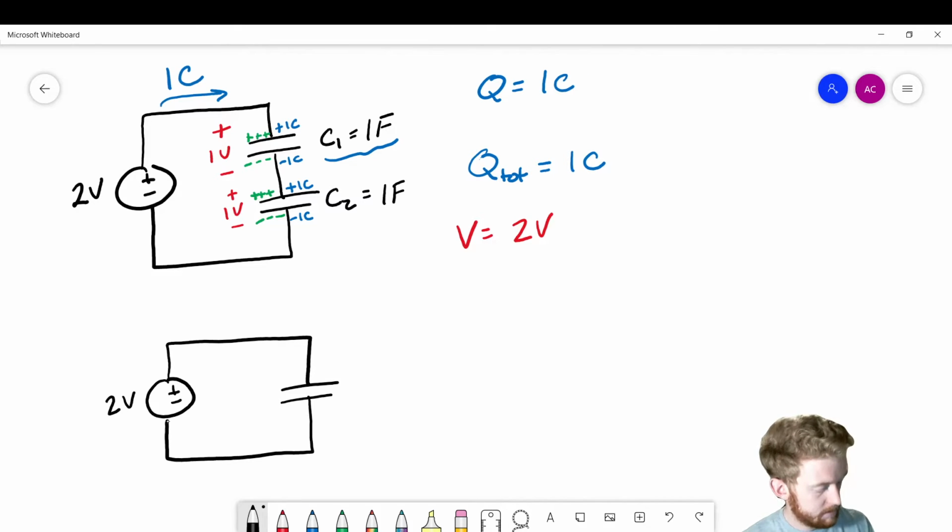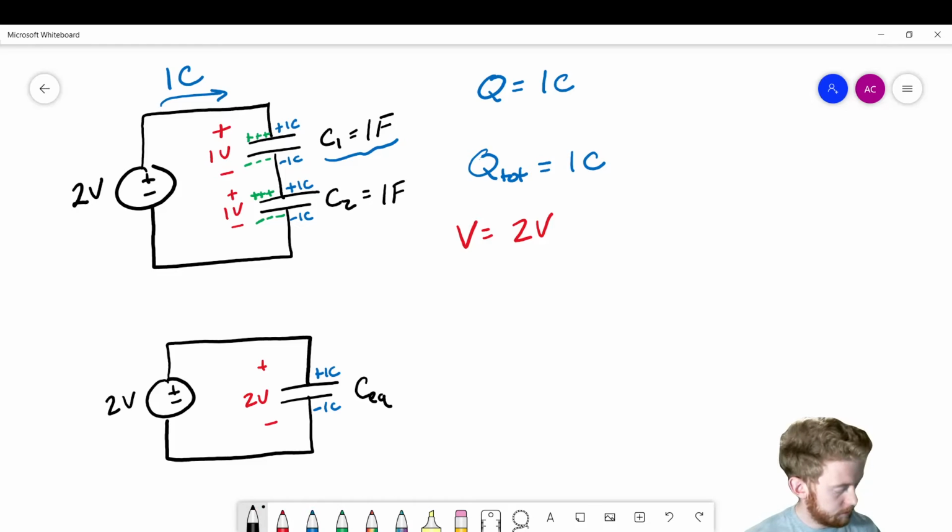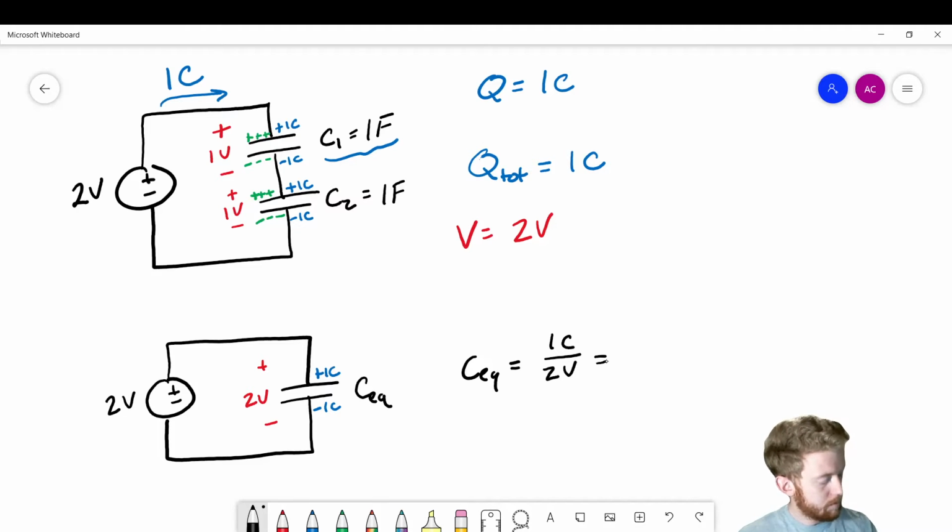Now we're just going to have this CEQ here. Okay, and then the CEQ is going to have 2 volts across it, and it's storing 1 coulomb of charge. Okay, so now we can calculate. Let's do CEQ is equal to, remember it's charge, so 1 coulomb divided by the voltage. Okay, so what we'll find is that this equivalent capacitance is 0.5 farads.